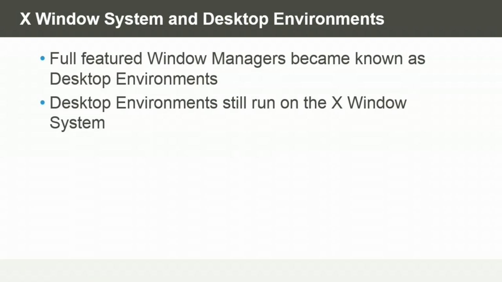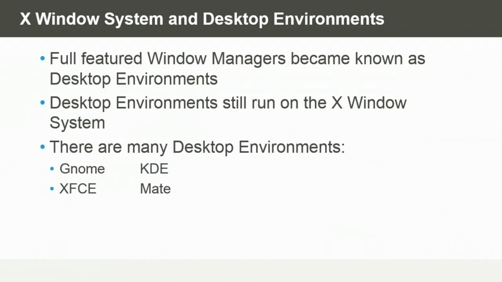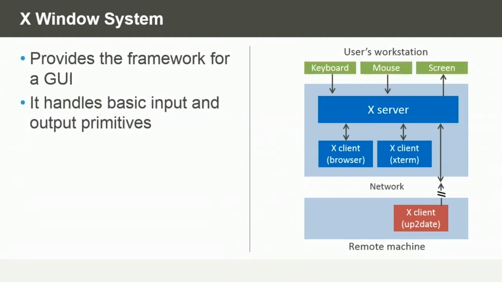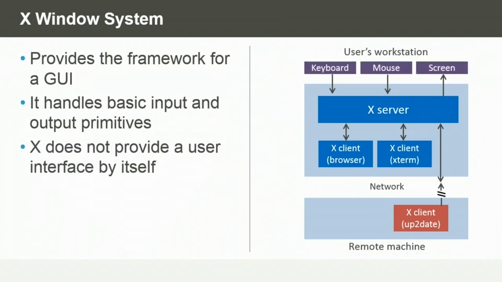Desktop environments still run on the Xwindows system. Some examples include Gnome, KDE, XFCE, Mate, and many others. So you could say then that the Xwindows system provides the framework for a graphical user interface. It handles basic input and output primitives. But bear in mind that the Xwindows system does not provide a user interface by itself. That's where our desktop environment such as Gnome comes in.